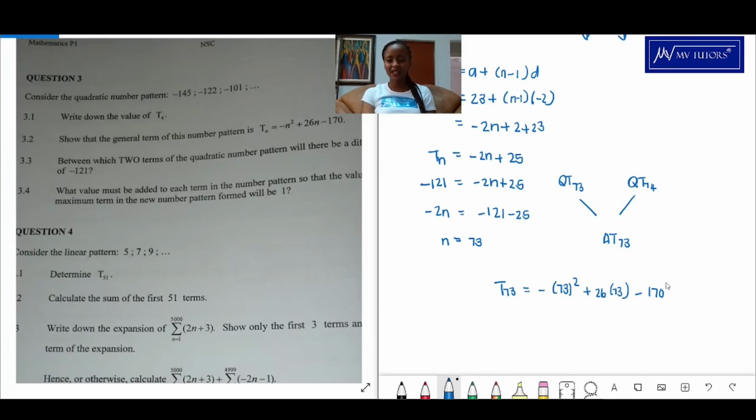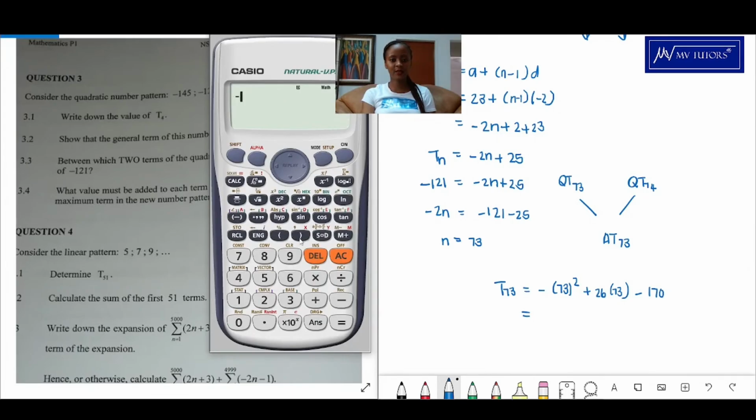If I plug that into the calculator, negative 73 squared plus 26 times 73 minus 170, I get negative 3,601. And if I use 74, remember it's in between. I don't want to start all over again. It's going to take time.